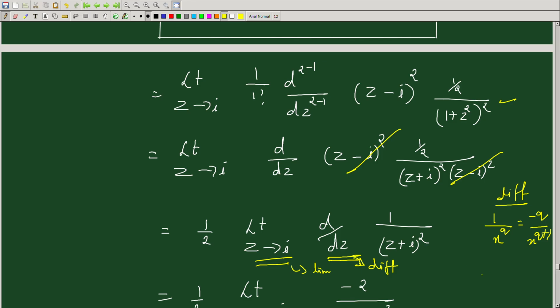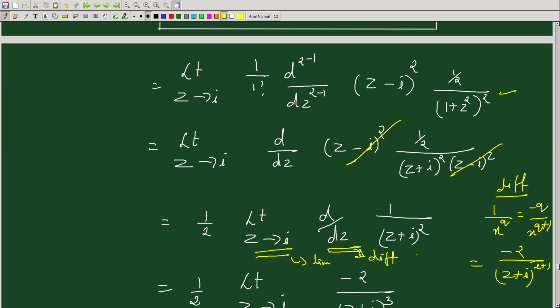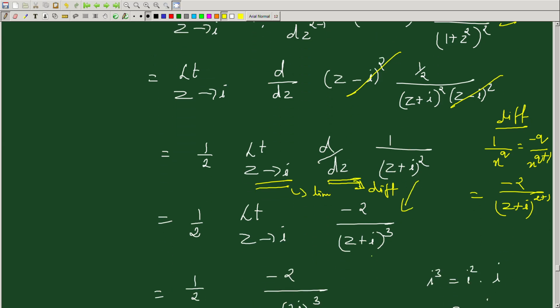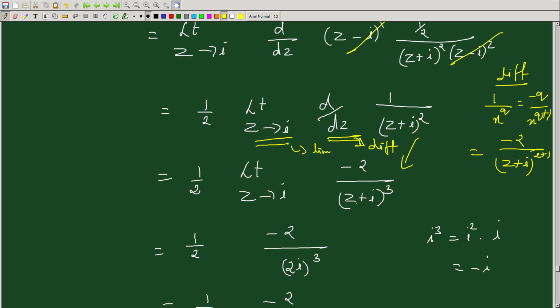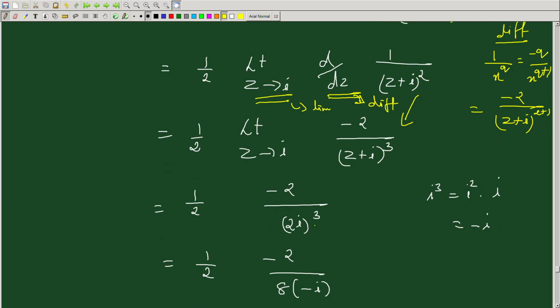So the power is 2, so minus 2 by (z plus i) whole power q plus 1, that is 2 plus 1, which is 3. So the differentiation of this is minus 2 by (z plus i) the whole cube. And now apply the limit. First the inner function differentiation is completed, followed by applying the limit. Wherever z is there, substitute i. So it is (2i) whole cube.